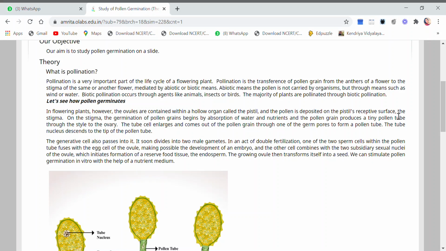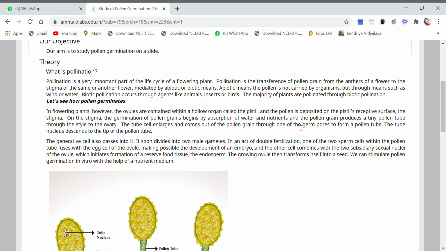On the stigma, many pollen grains will come and land, but very few can germinate. So the germination of pollen grain begins, and how does it begin? What are the requirements? By the absorption of water and nutrients. So for germination of pollen grains also, water and nutrients are required. This is a very important topic.